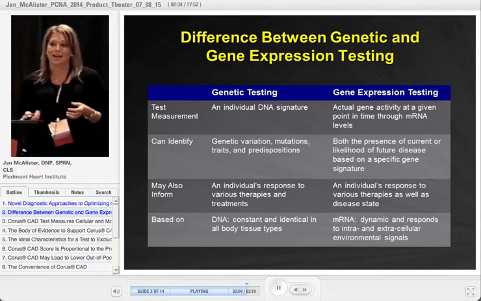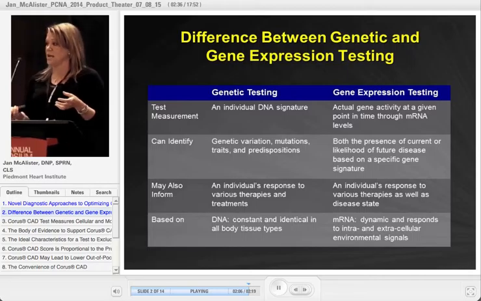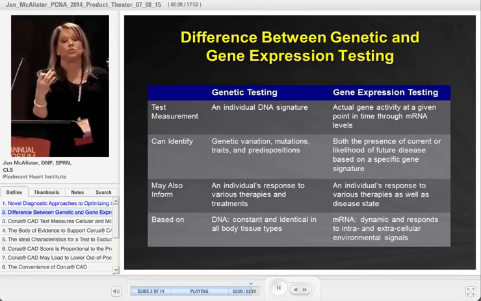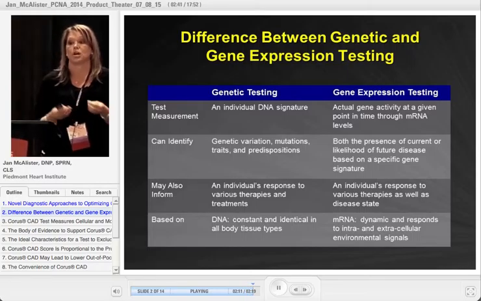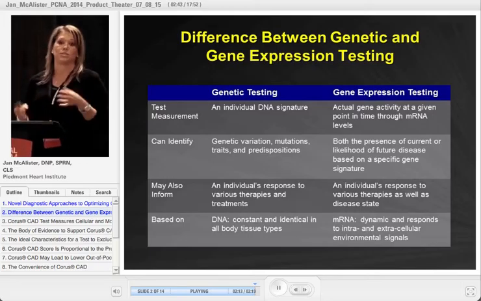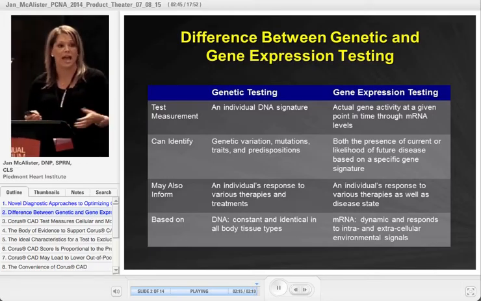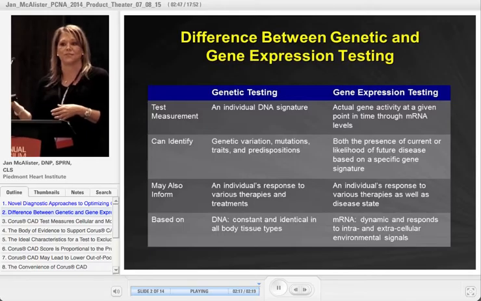There are a lot of genetic tests out now that are asking, do you respond to this drug? Do you respond to that drug? Which one is better to use after CAD? This is very different from that.